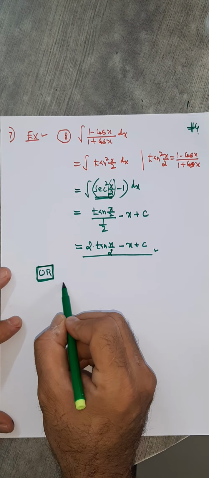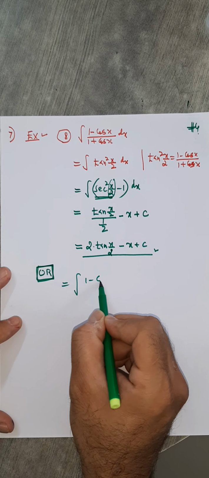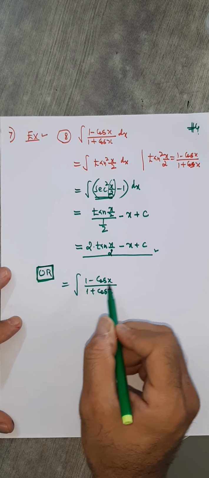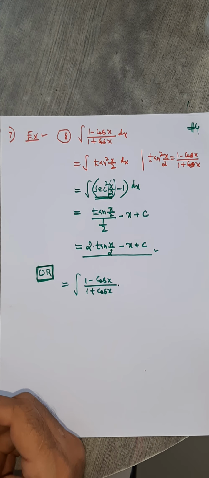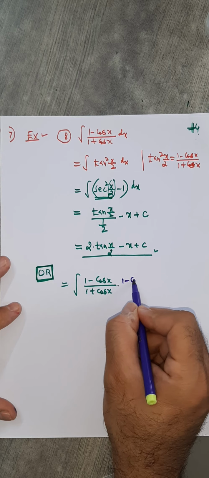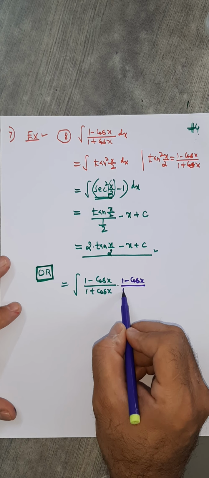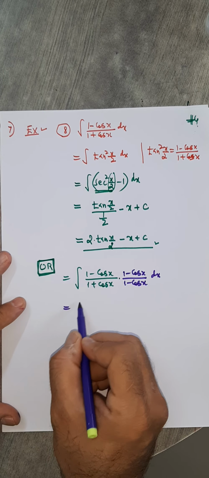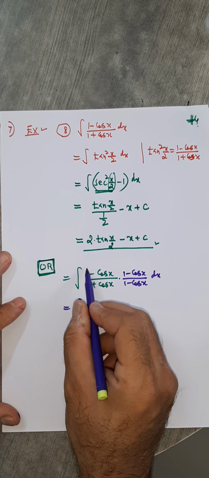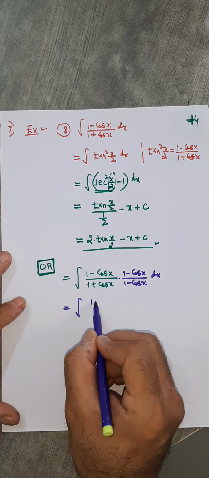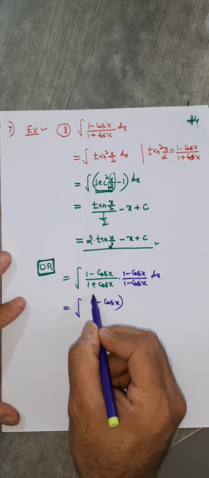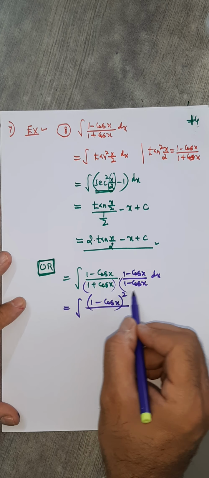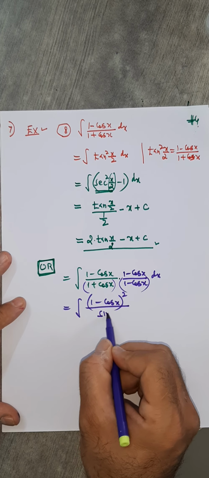So here, the same question, I'm taking the conjugate. 1 minus cos x upon 1 plus cos x, the conjugate of this function. What's the conjugate of this function? 1 minus cos x upon 1 minus cos x. Multiply and divide with the conjugate. So the numerator is 1 minus cos x the whole square. What's the denominator? A minus b, a plus b. So 1 minus cos square, which is sine square.